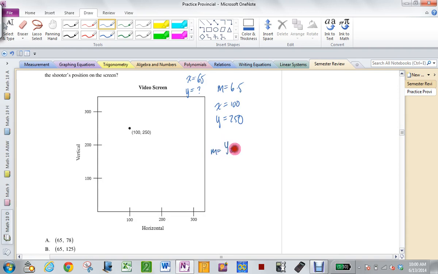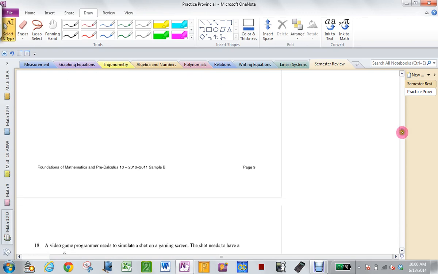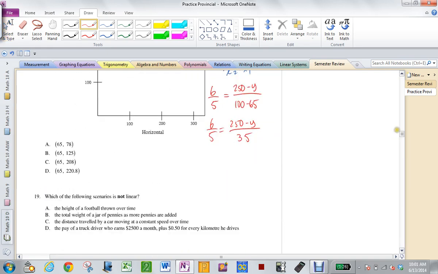Slope equals y2 minus y1 over x2 minus x1. I have a slope. My slope is 6 over 5. And I have a y of 250 minus y over an x of 100 minus 65. So, 6 over 5 equals 250 minus y over 35. And then I just need to do my algebra. 6 times 35 is 180 plus 6 times 5 is 30. So 210 equals 5 times 250 minus 5y. So 5 times 250, 5 times 200 is 1000 plus 5 times 50 is 250.